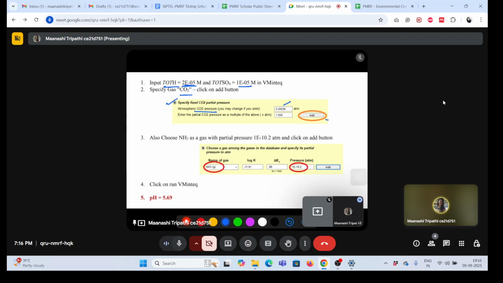Then we need to choose ammonia because it told that it is already in equilibrium with carbon dioxide. Now, after being in equilibrium with carbon dioxide, it went to the cattle field where it has taken up ammonia. So now we're talking about ammonia gas with the partial pressure. We will choose ammonia gas. Log K, all these values will come. All we need to put is the partial pressure in atmosphere in ATM.